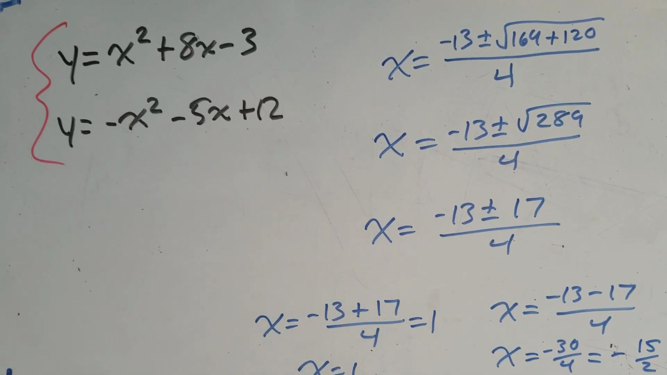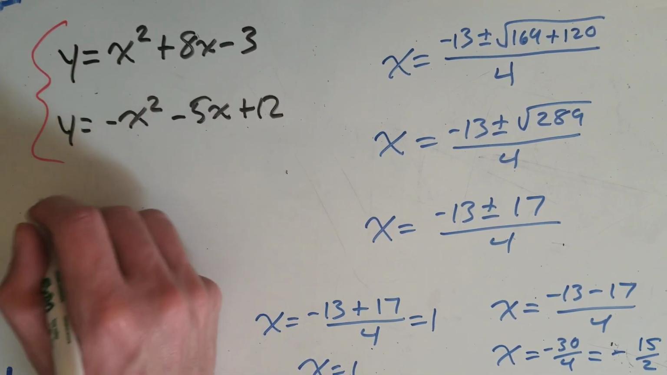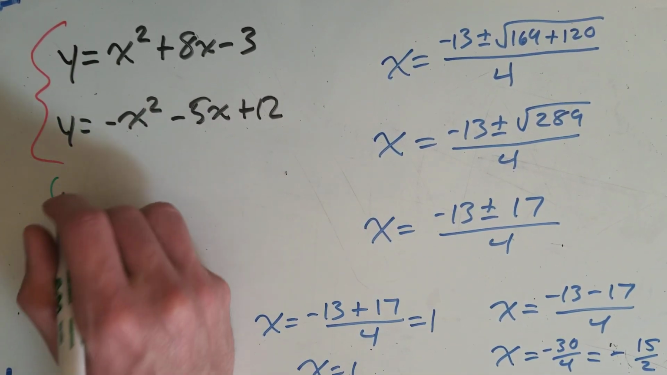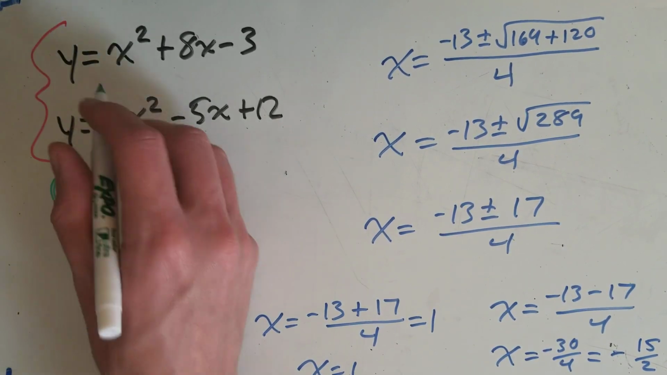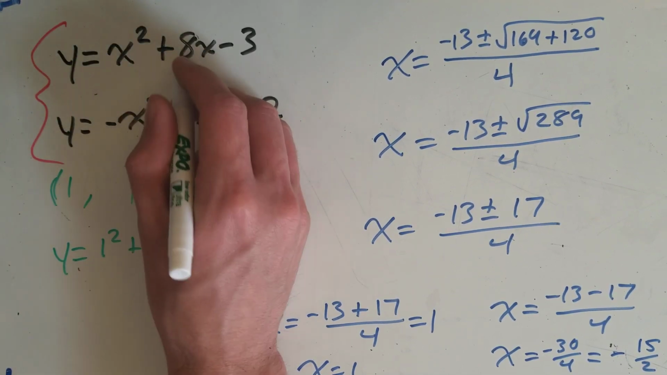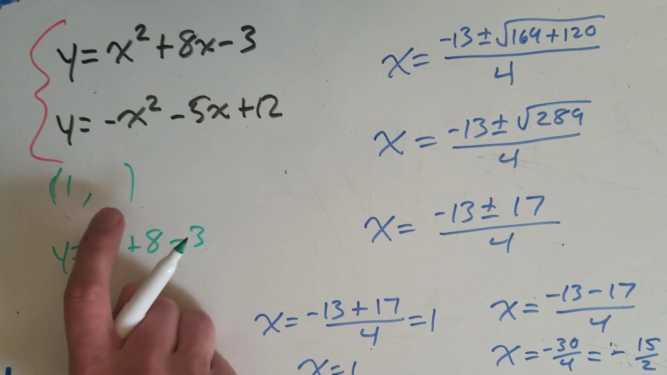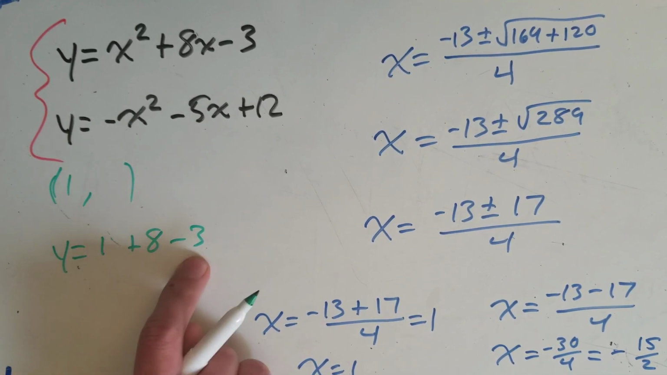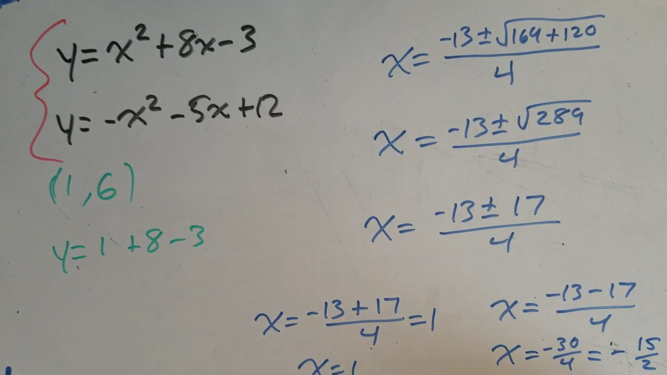Now we just need to find the corresponding y's for them. So if you want to find the y's, you've got to substitute. I like the top one a little bit better. So when x equals 1, we need to find out what y goes with it to find that point of intersection. And we would just say y equals 1 squared plus 1 times 8 minus 3. 1 squared is 1, plus 8 is 9, minus 3 is 6. So one point of intersection is (1, 6).